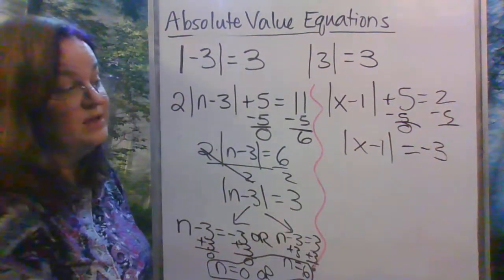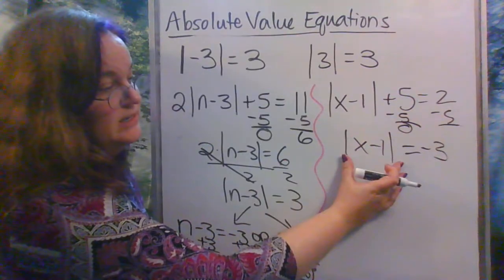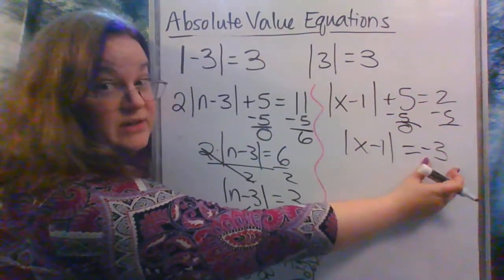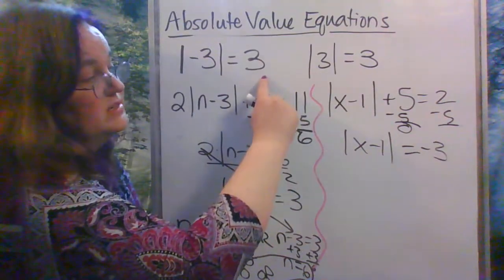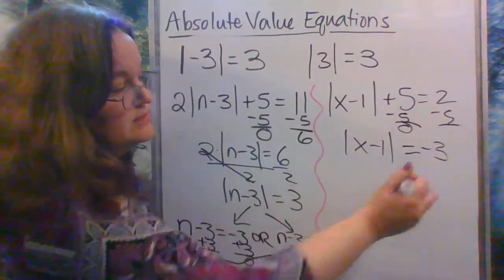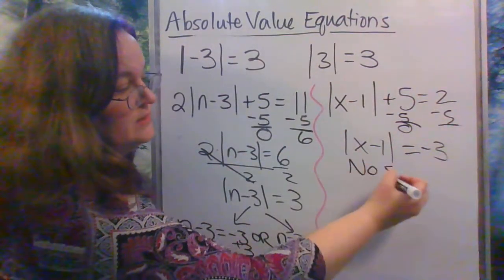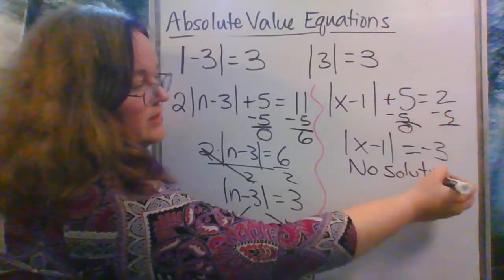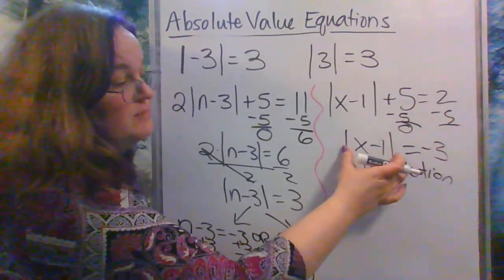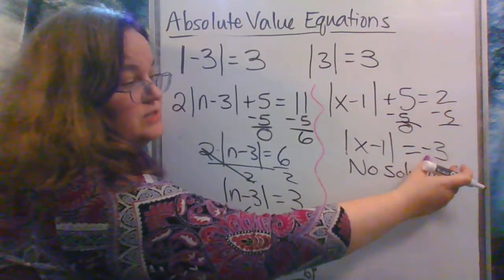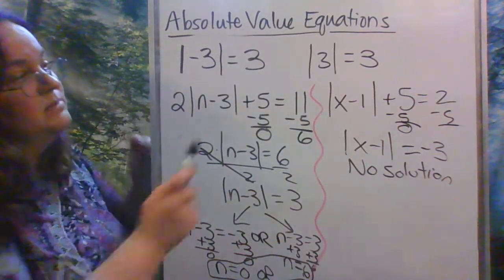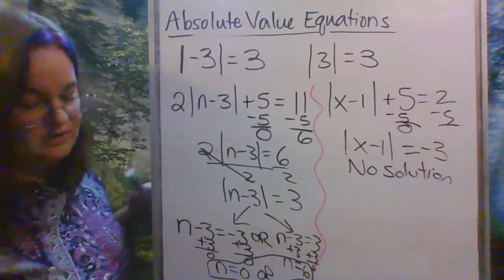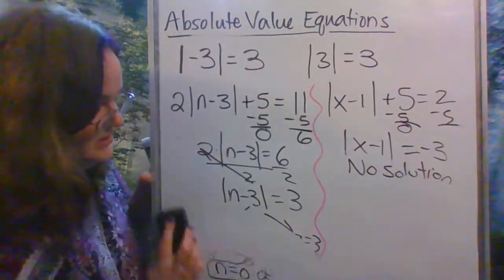And now that my absolute value is completely isolated, I look over here and I have a negative number. Well, I know my absolute value has to come out positive when it's outside, so this is not possible. So remember, we call that no solution. So when I have my absolute value, if the other side is negative, once this is isolated, there's no solution. There's no number because it has to come out positive when I take absolute value. Let's look at a couple of other examples.